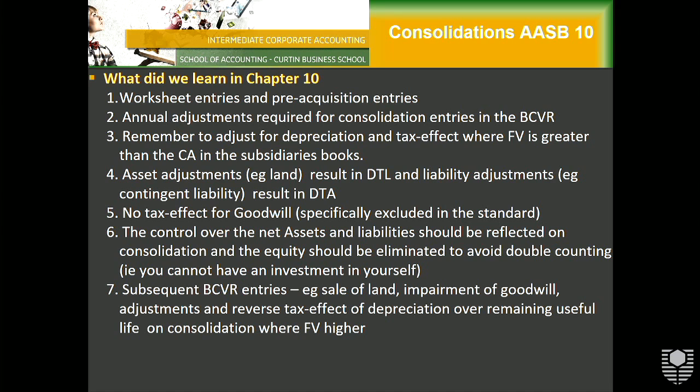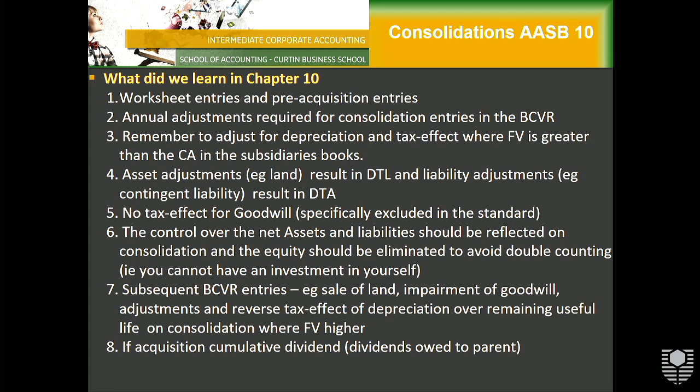All right, there are potentially subsequent business combination valuation entries if land is sold, if goodwill is impaired, and what we need to do is account for that. We need to adjust for the tax effect of the depreciation over its remaining useful life as well. All right, the other thing that we learned in Chapter 10, if there is pre-existing goodwill, we need to minus that out of your original acquisition.